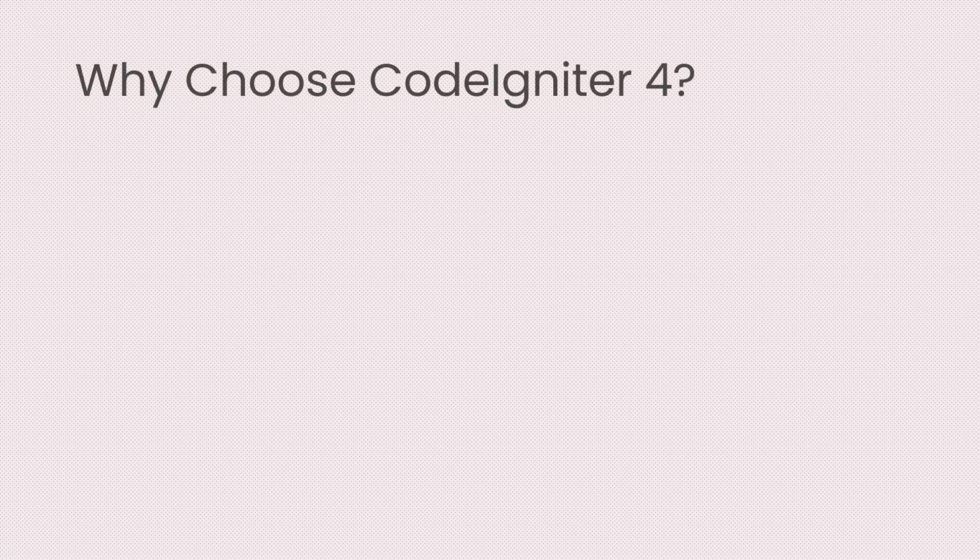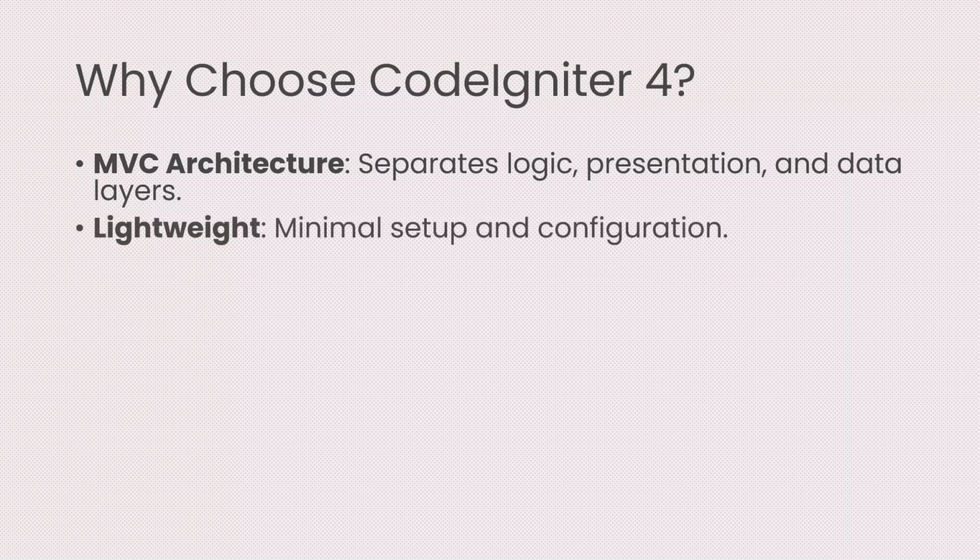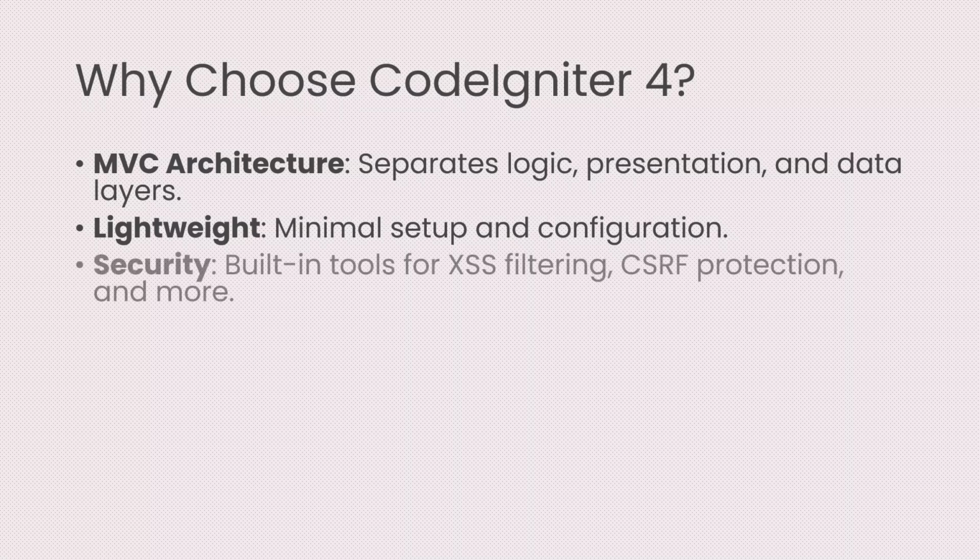Let's talk about some key features that make CodeIgniter 4 outstanding. MVC architecture is the first one, which keeps your code organized. It's lightweight. Unlike some other frameworks, CodeIgniter doesn't bloat your project with unnecessary features. When it comes to security, it has built-in tools for XSS filtering, CSRF protection and more, so you can build secure applications right out of the box.